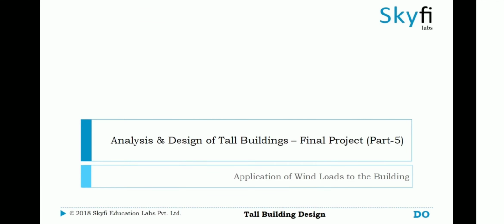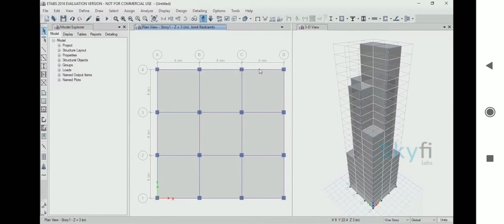Welcome to the fifth part of the video on the final project in analysis and design of a tall building. You have applied the dead and live loads on the building model. Now you will learn to apply one final set of loads, that is, the wind loads to the external claddings.